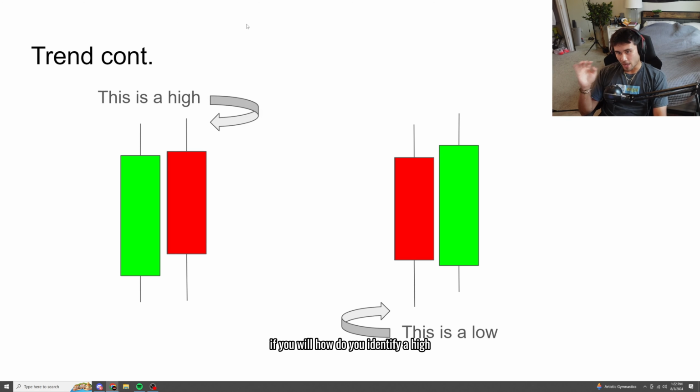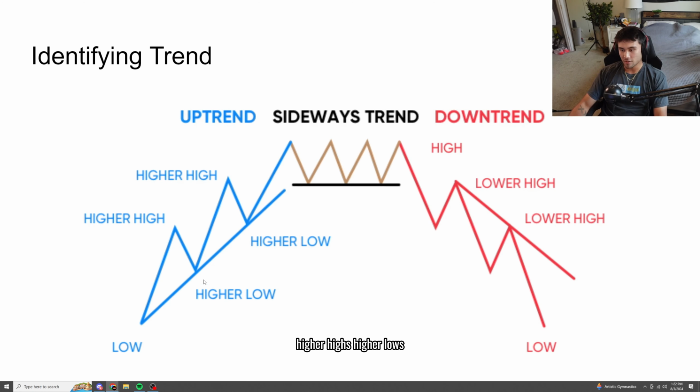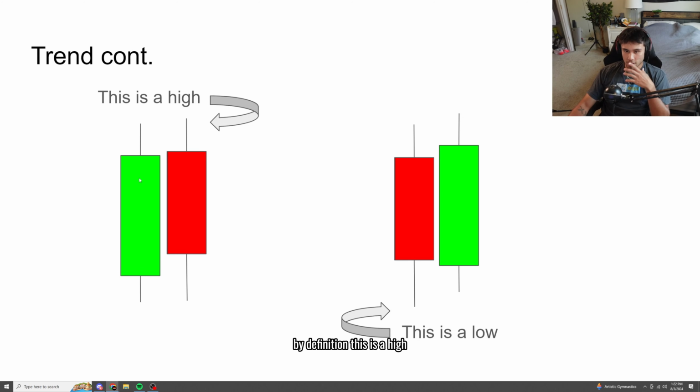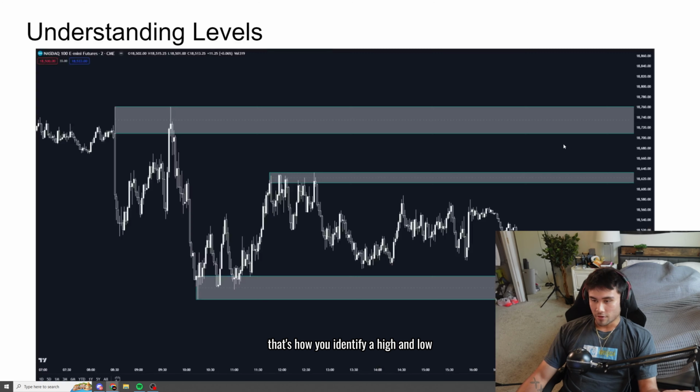How do you identify a high? So I just went over higher highs, higher lows, higher highs, higher lows for an uptrend, or lower highs, lower lows, lower highs, lower lows for a downtrend. But what actually is a high and a low by definition? This is a high. A high is a green candle followed by a red candle, and a low is a red candle followed by a green candle. Anyway, moving on, that's how you identify a high and low.